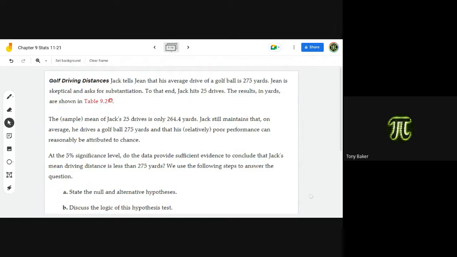Step one, the easy part. Find me my null hypothesis and my alternate hypothesis.